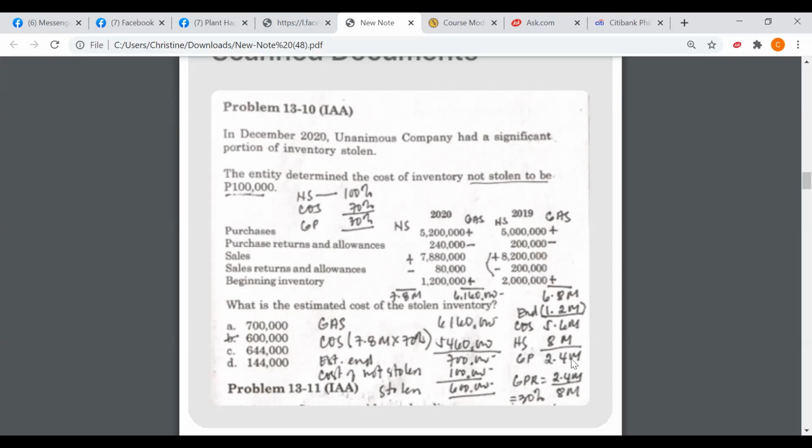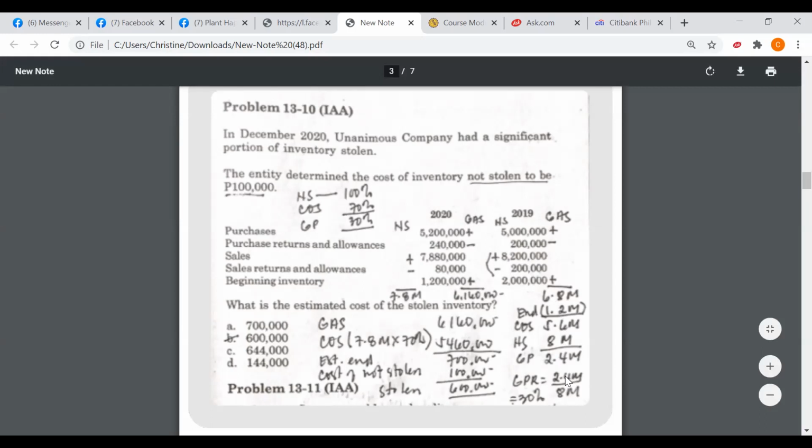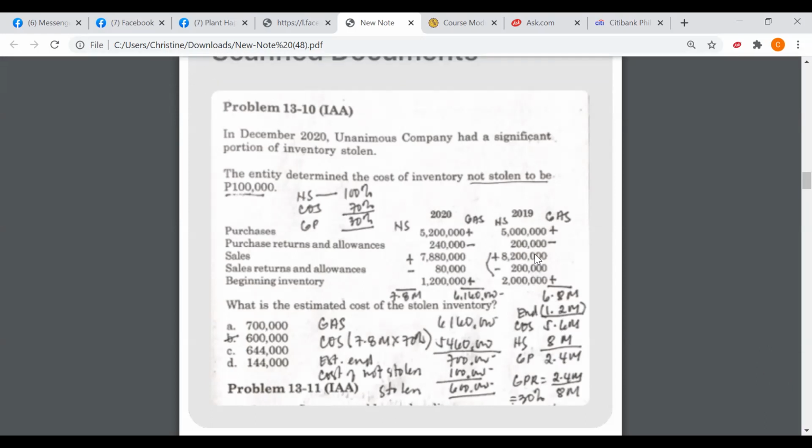Get our gross profit rate. It is your gross profit divided by your net sales of 8 million. By the way, your 8 million net sales is 8,200,000 minus the returns and allowances of 200. That's why it is 8 million. So 2.4 divided by 8, your gross profit rate is 30%. If our gross profit rate on sales is 30, our net sales is 100 because it is assumed to be on sales if silent, because it is commonly used. So our COS rate must be 70%.